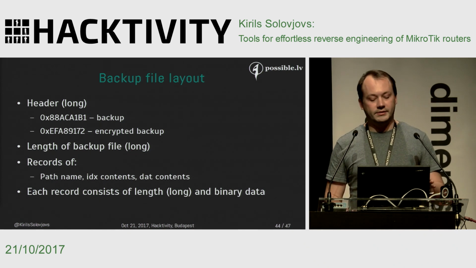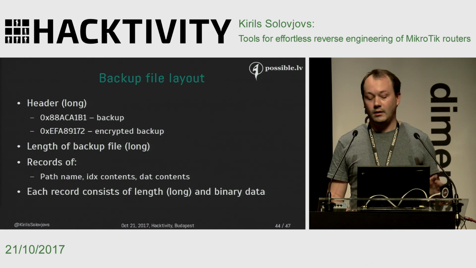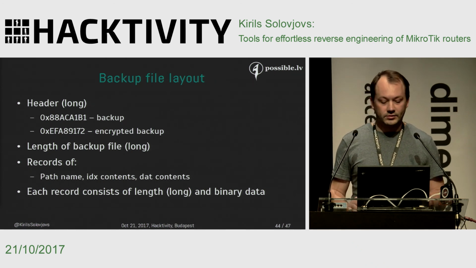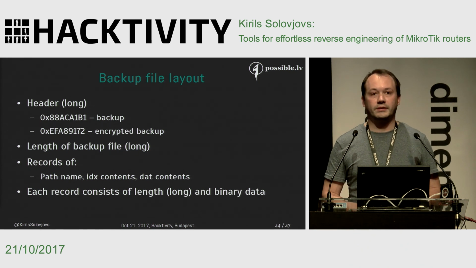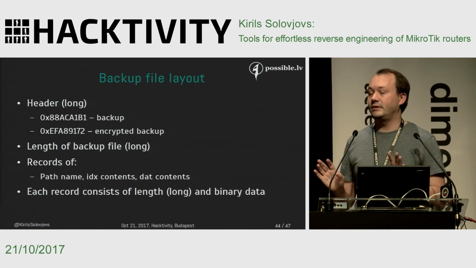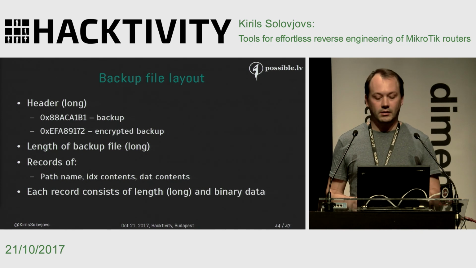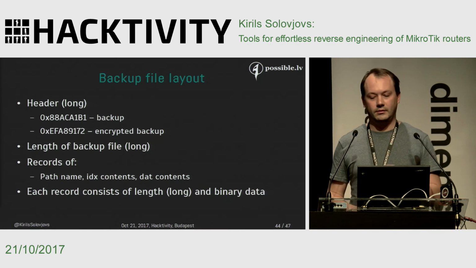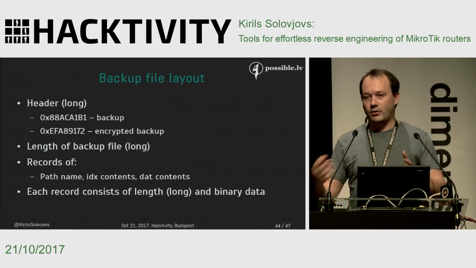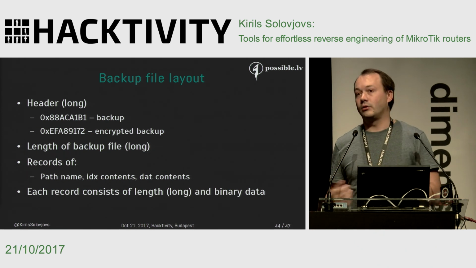Each of those records consists of the length, 4 bytes, and binary data. So for example, if we wanted to save our user data in the backup, it would say 4 user, 5, the contents and some other lengths and the contents of the other file.